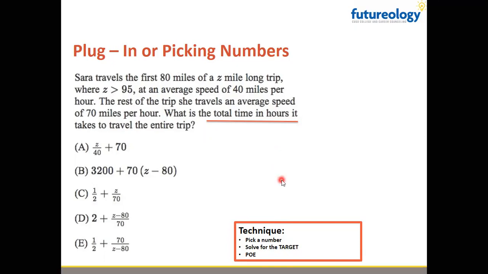All right, here we go. So let's do the problem together now, okay? So now we have our z's. Again, recognize that there's algebra in the answer choices. There's a z, so we can plug in, okay? I'm going to pick a number that really works for me.